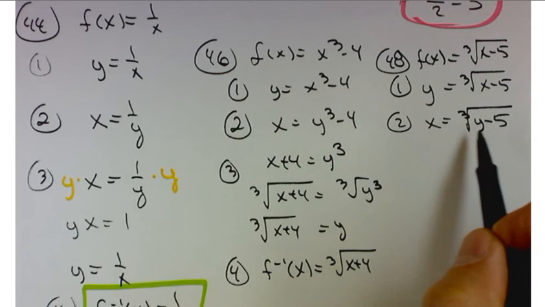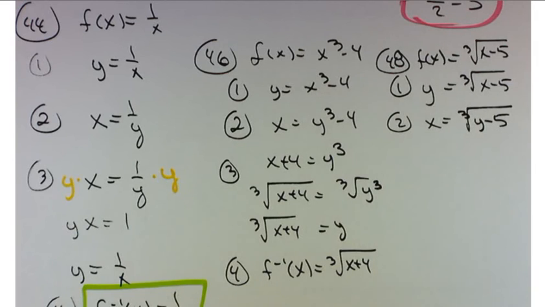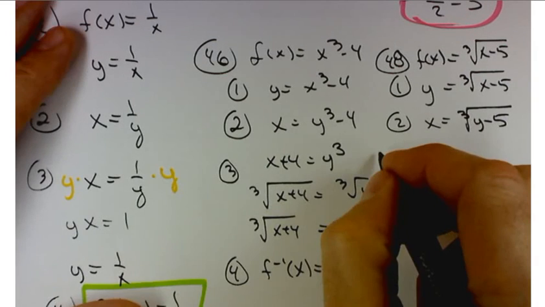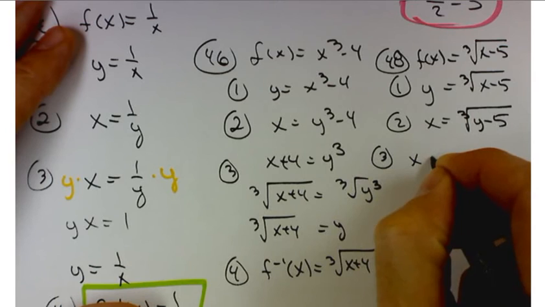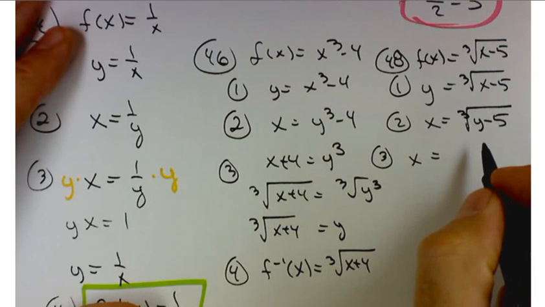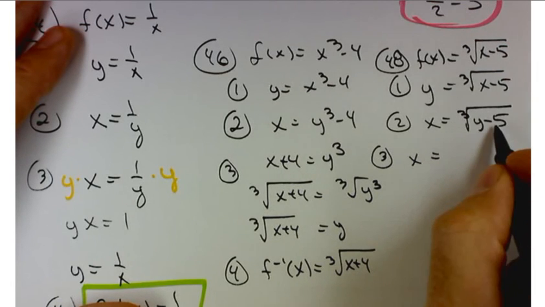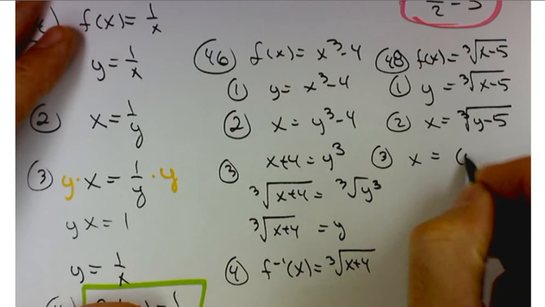That's what we will do. But let me help you remember why that's going to work. Can anyone help me write this with rational exponents? y minus 5 to what power? 1/3.